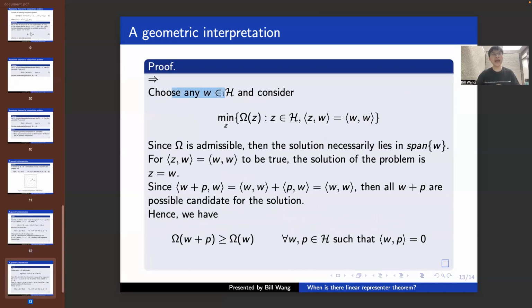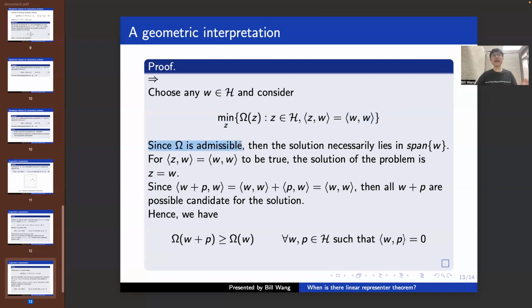We again choose any vector W, where W is from the H space, which is the possible space that essentially is the sample space, I think. So we want to solve this minimization problem. Essentially, this is the interpolation problem, right? But now we only have one data point, and that one data point is W, the one input data that we have. The output data here is the norm of W, which is the inner product of W with itself.